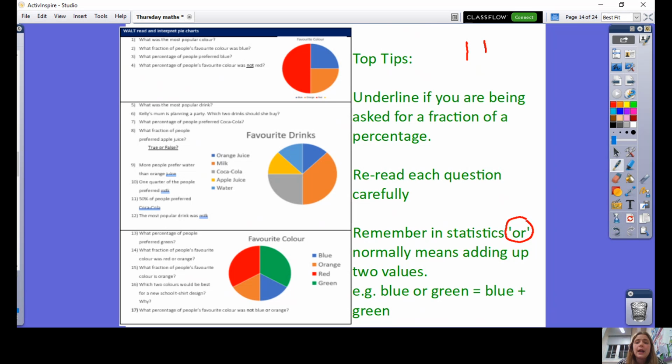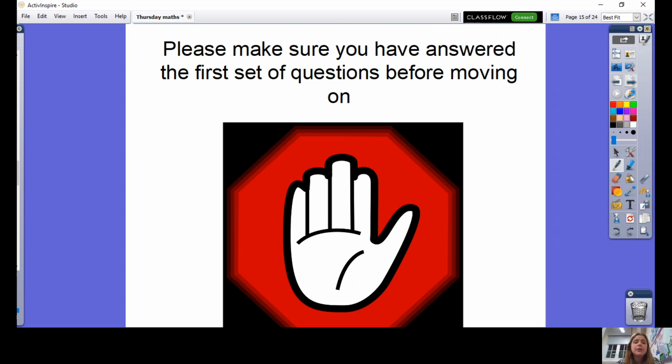Please pause the video now and have a go at solving these first 17 questions. I know 17 sounds like a lot, but lots of them are quite simple one-word answers. Once you've finished answering these questions, I'll go through the answers with you, and then we've got a second part of the lesson, so please make sure you keep watching the video. Please make sure you've answered the first set of questions before moving on. We're going to go through the answers now. You should not keep watching until you've answered those questions.